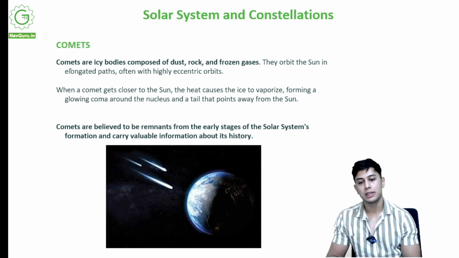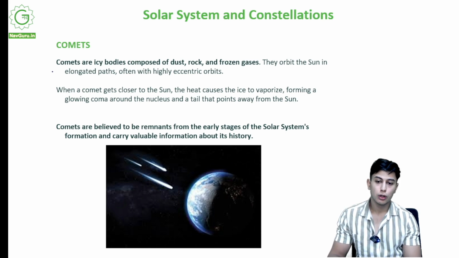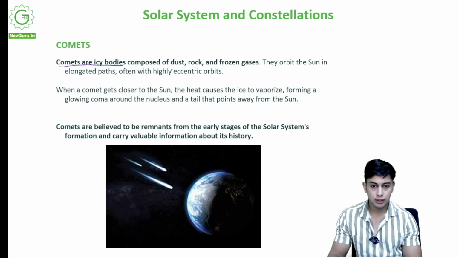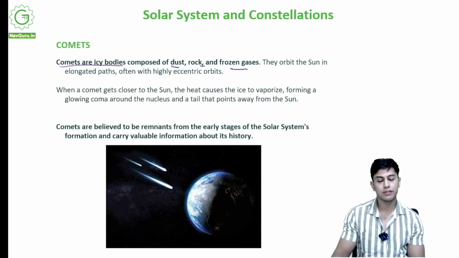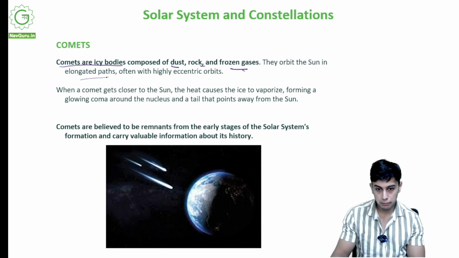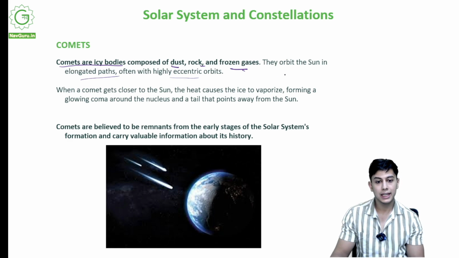Now we come to comets. What are comets? Comets are icy bodies composed of dust, rock and frozen gases. So whenever you see something like this, these are dust, rock and frozen gases. They orbit the sun in elongated paths, often with highly eccentric orbits.